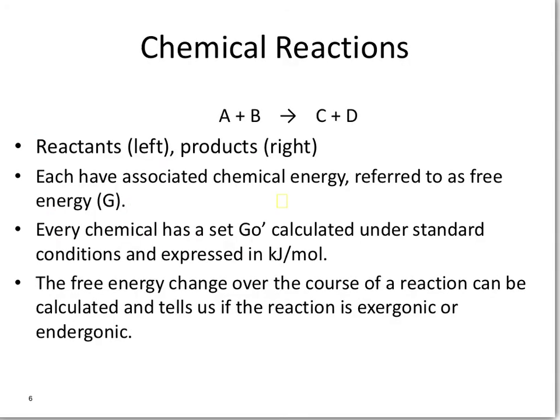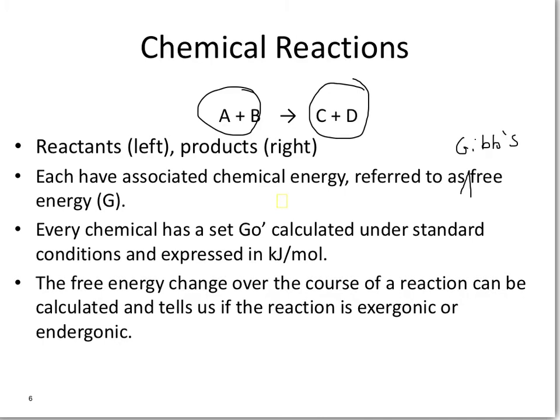Right, now think about what you know about chemical reactions. So here's a simple theoretical chemical reaction. A plus B react to form C and D. The reactants are over here on the left, and the products are over here on the right. Each of the reactants and each of the products has an associated chemical energy, which we refer to as the free energy, or G, and it's G because it's actually Gibbs free energy.